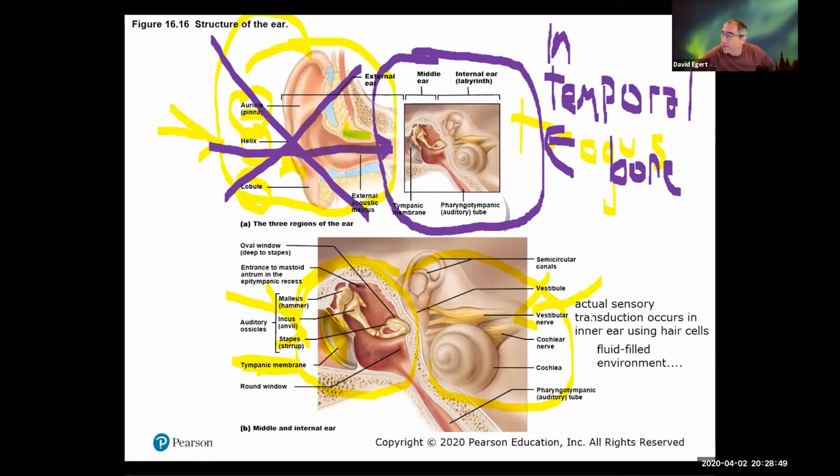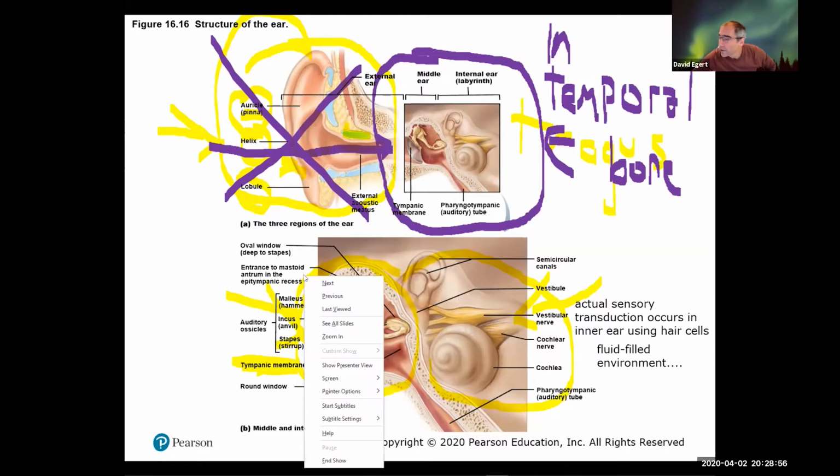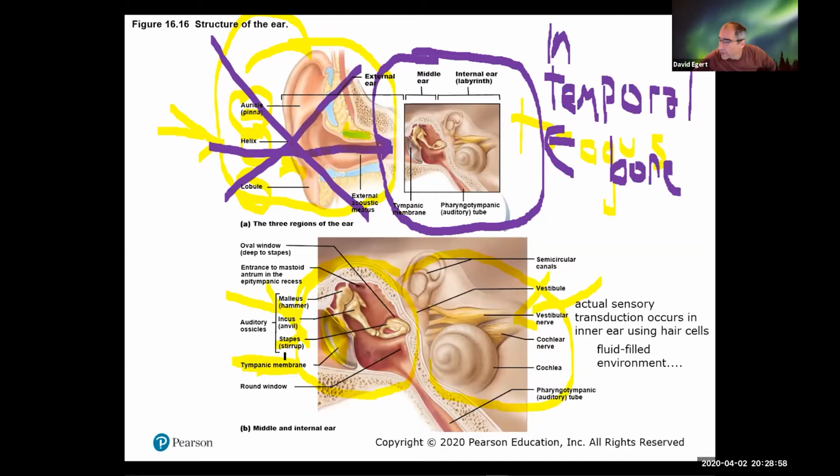Your sound is vibrations in the air. And if you, let me go back to annotate. Oh, hold on, I'm sorry. There we go.